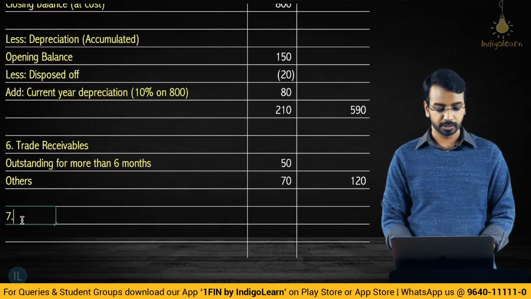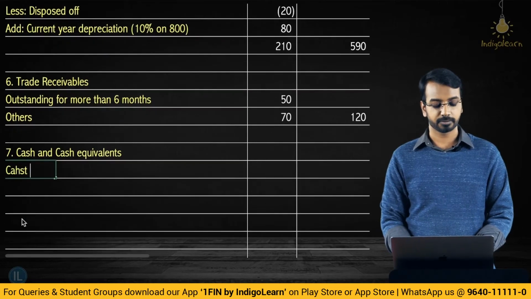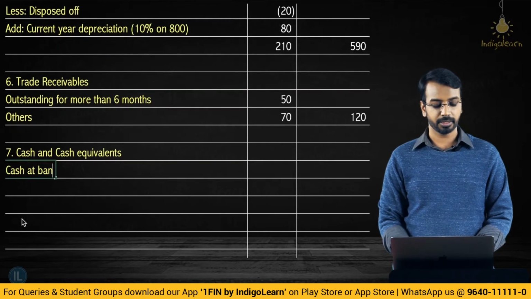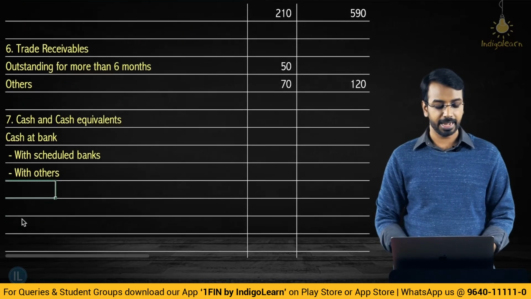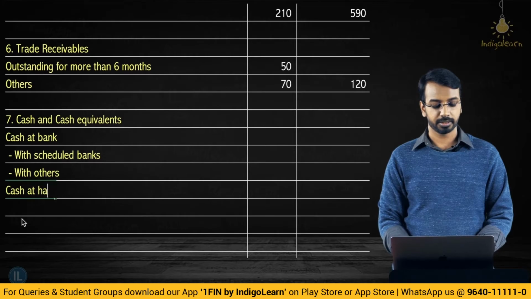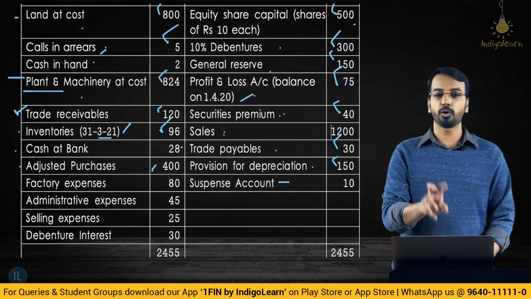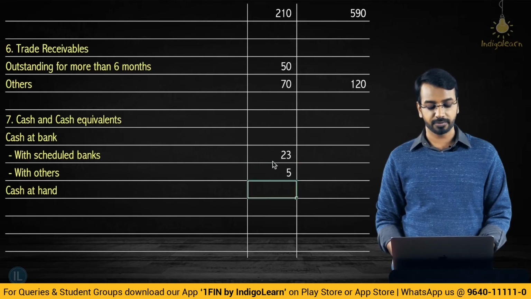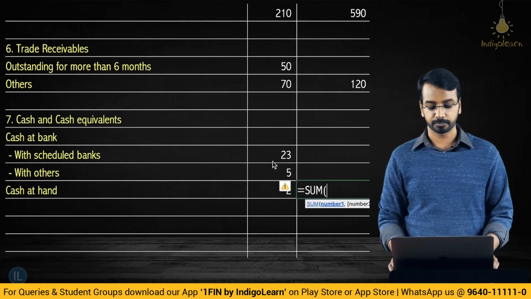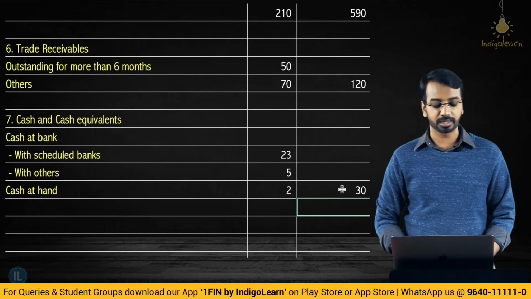Then you have one more note for cash and cash equivalents. So now you have cash and cash equivalents. So you will have cash at bank with scheduled banks, with others, 2 numbers, and cash at hand. Okay. Now if you come back to the question, cash in hand is 2000, so you will put that. Cash at bank is 28, out of this 5 is with a non-scheduled bank. So with scheduled bank is 23, with non-scheduled bank is 5, and cash in hand is 2. So if you sum this up, 28 plus 2, you get 30. So 120 of debtors and 30 of cash and cash equivalents.